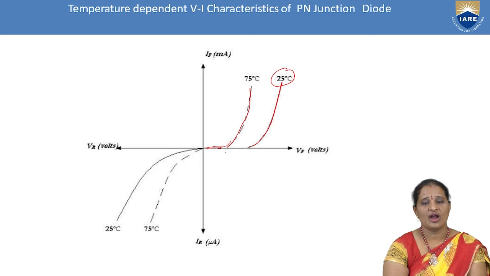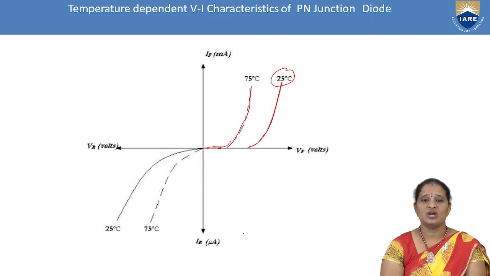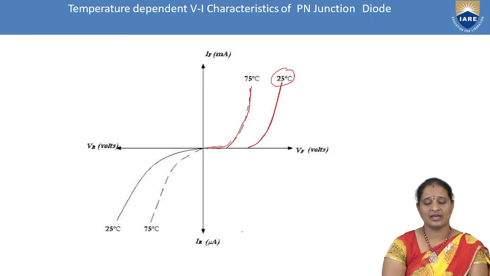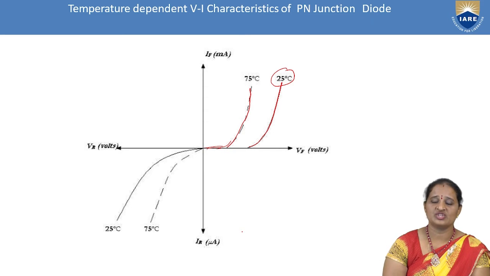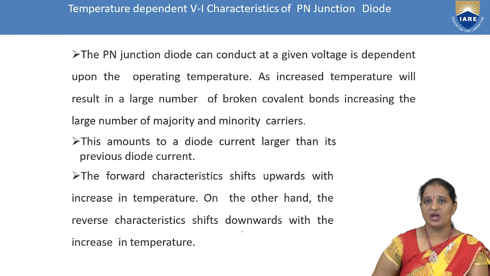And we can also say in other words, with the increment in temperature, the VI characteristic curve under forward bias will be shifting upwards, and the VI characteristic curve under reverse bias will be shifting downwards with respect to the increment in temperature. So this curve shows the temperature dependence of the VI characteristic curve of the PN junction diode. This happens because the capacity of diode conduction will majorly depend upon the temperature, even if there is a change in the applied voltage.